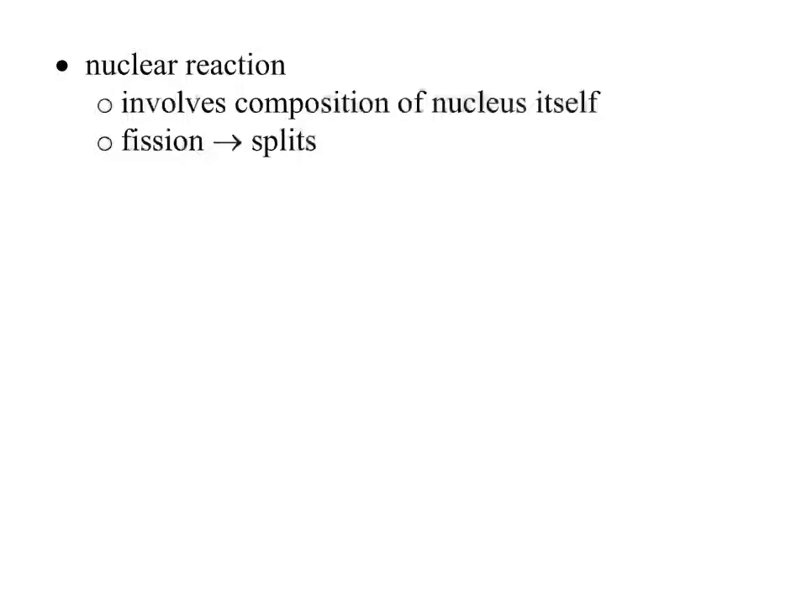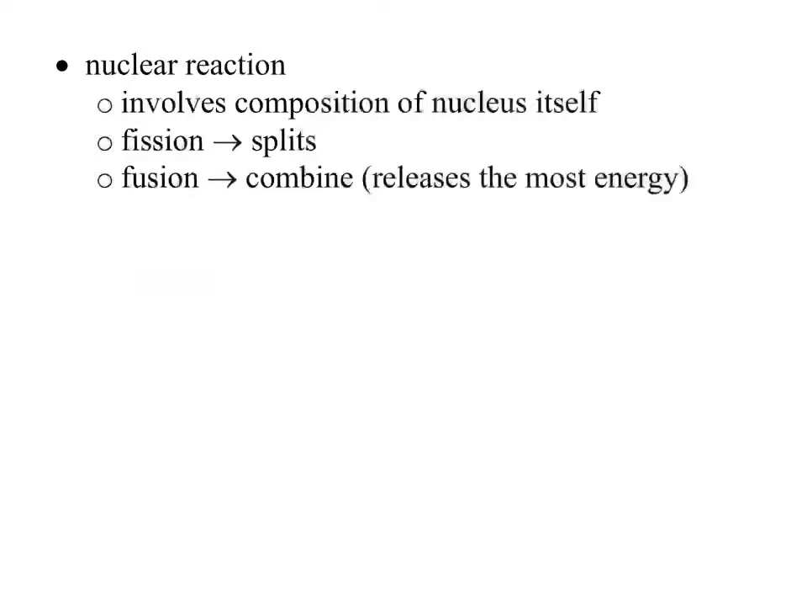Okay, so there's two types of nuclear reactions. One is fission, and that's when you split an atom, of course. Fission, think about a fissure. A fissure is when something has a break in it. So fission means it's breaking apart or it's splitting. And then we have fusion, and that is when you combine two elements together to make a new element. And this releases the most energy. It releases a ton of energy, but the problem is right now it takes more energy to make fusion happen than we get out of it. So at this point, it's still not a good form of energy.